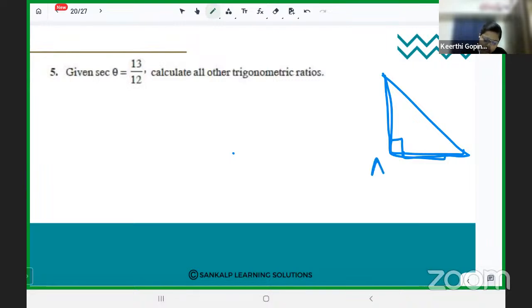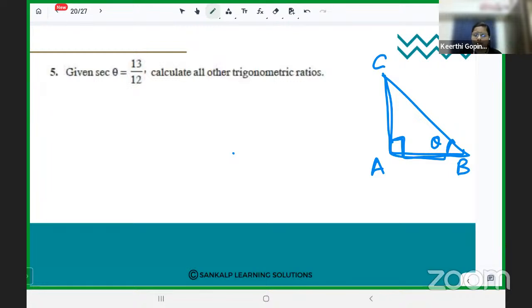So first of all, we need a right angle triangle. Let it be ABC. Let one acute angle be theta. What is an acute angle? Acute angle means angles which are less than 90 degrees. Since this is 90 degrees, both these angles will be less than 90, so both will be acute angles. You can take B or C as theta. Here I am taking B as theta. So sec theta is equal to 13 by 12.